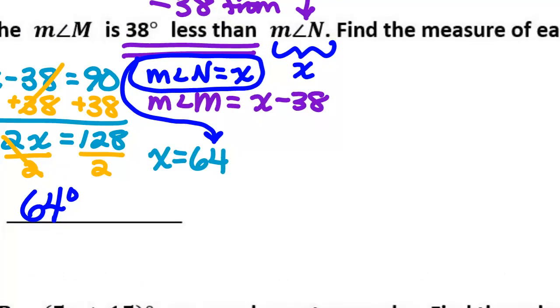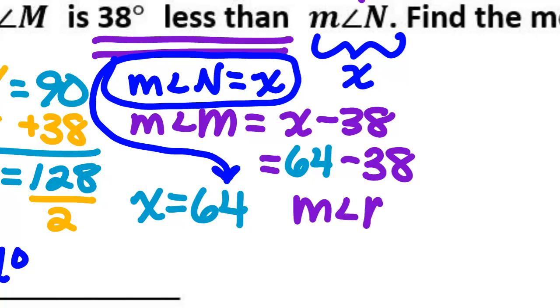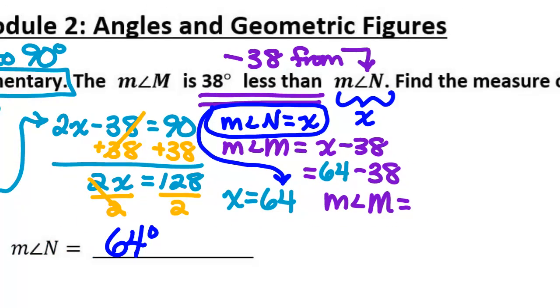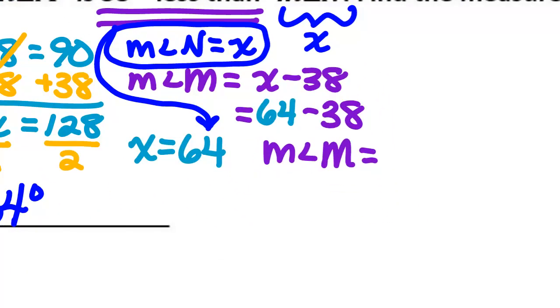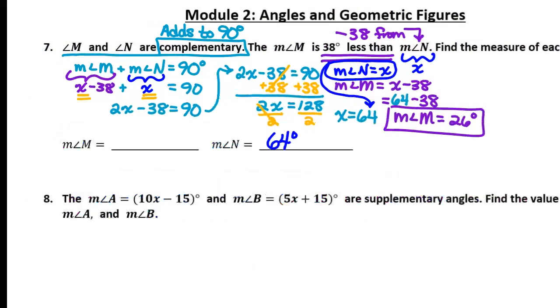Measurement of angle M is 38 less than that, so that would be 64 minus 38. What is 64 minus 38? 26. So the measurement of angle M is 26 degrees.